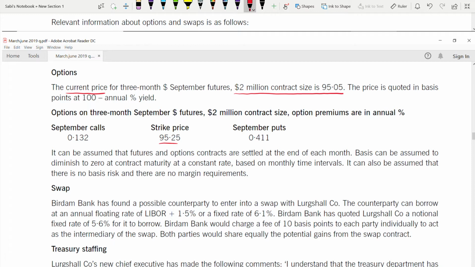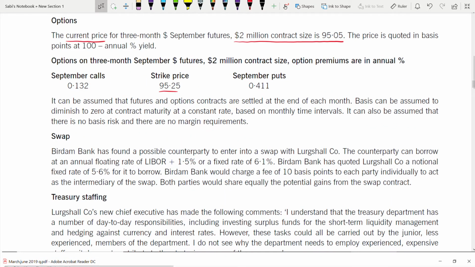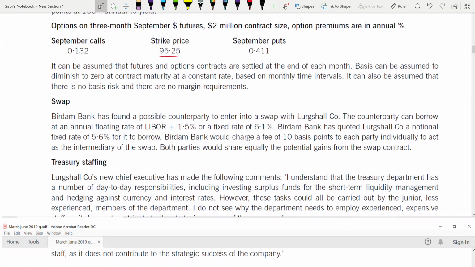It can also be assumed that there is no basis risk and there are no margin requirements. So this is always there. Okay. Coming to swap, this is where most of the students went wrong.